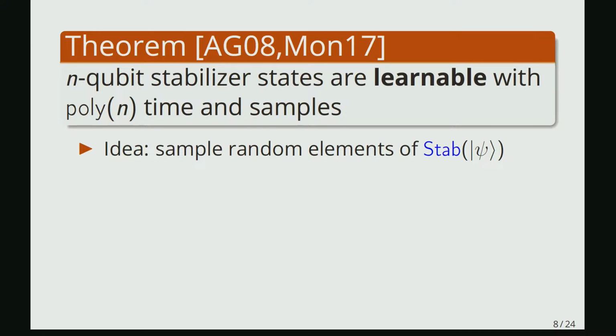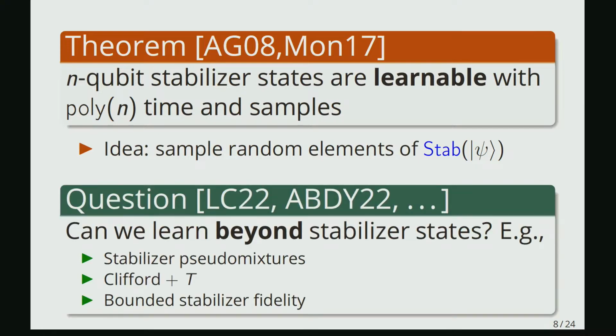And one question that has gotten some attention in the last few years is whether there's any sense in which we can generalize this algorithm to more general classes of states. And in particular, this question has been explored partially in works by Liang Cheng, and also Arunachalam, Bravyi, Dutt, and Yoder, both in '22, where they note that in quantum information, there are many different classes of quantum states that generalize the set of stabilizer states. And it's natural to ask whether any of these generalizations also admit efficient learning algorithms.